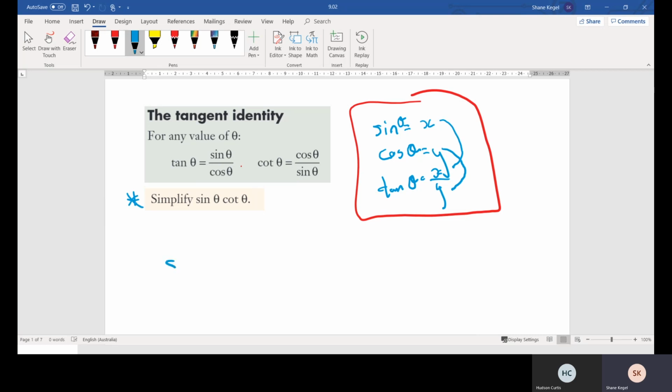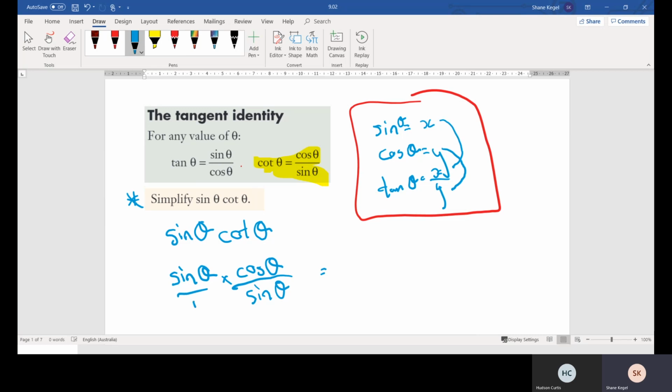So we've got sine theta. Let me write a bit higher so we've got a bit more working out room. We've got sine theta times cot theta, and we need to simplify it. Well, I'm going to use my fraction here. So cot theta is the same as cos over sine. So I'm going to replace cot theta with my fraction. So sine theta multiplied by cos theta on sine theta. Remember when we're multiplying, this would be over 1.